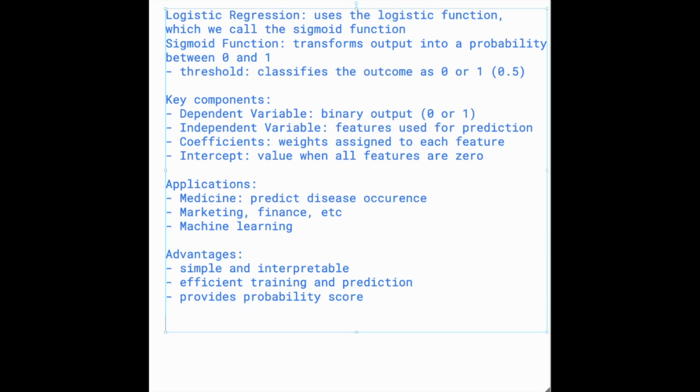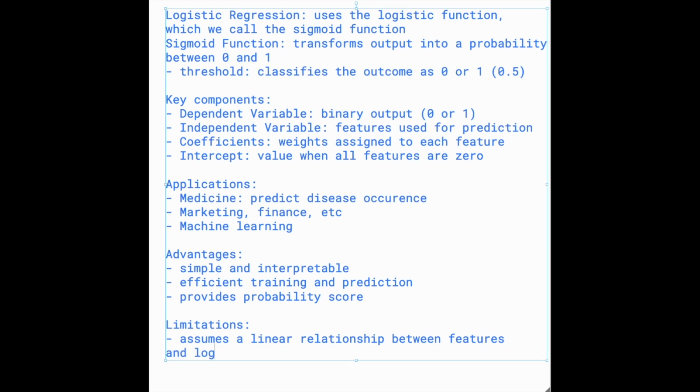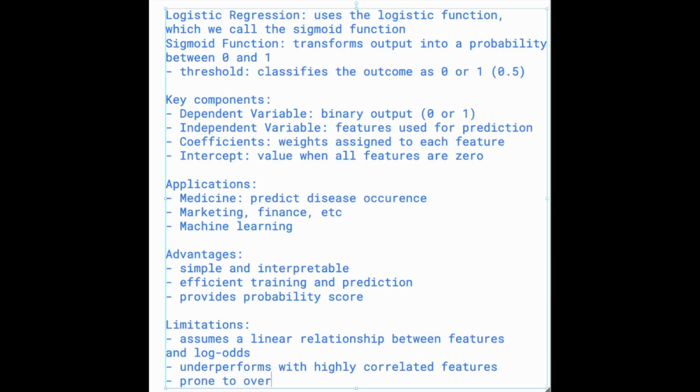There are also limitations, of course. These include that it assumes a linear relationship between features and log odds. It may also underperform when the features involved are highly correlated. And another disadvantage is that it can be prone to overfitting with small data sets.